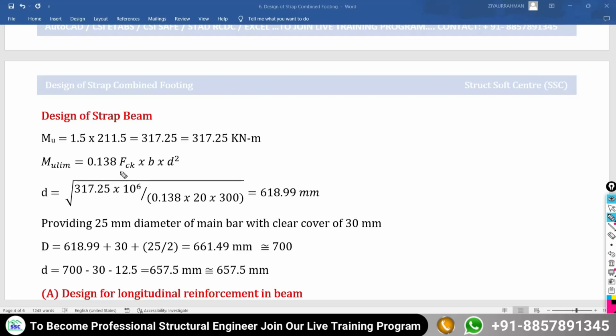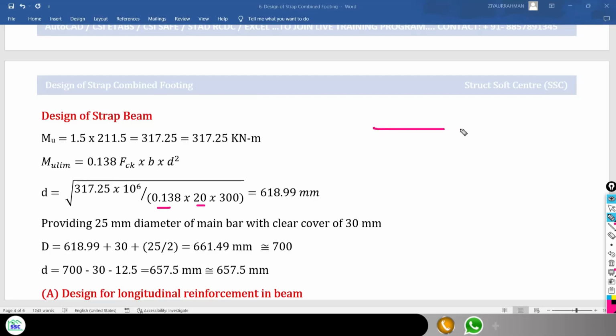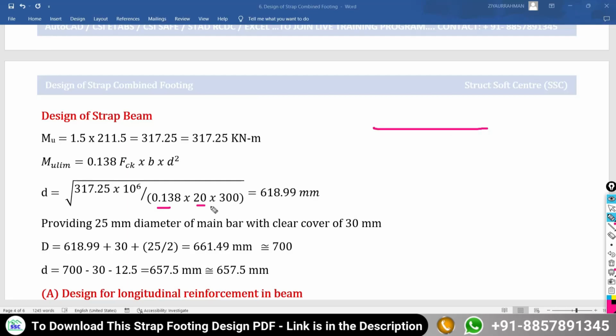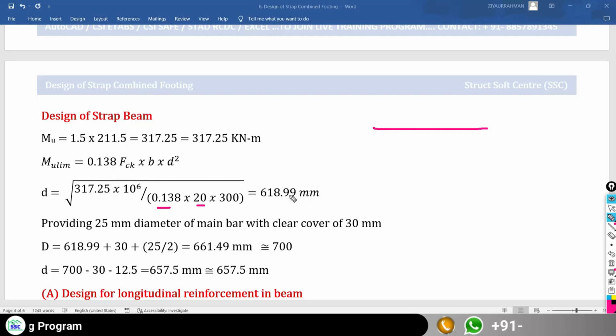Okay, so you have to put the values here as 317.25 into 10 raised to 6 divided by 0.138, fck is 20, and b is the width of your beam that you have to consider. And we have considered the width of the beam as 300 mm. So the effective depth of the beam required is 618.99, almost 619 mm.